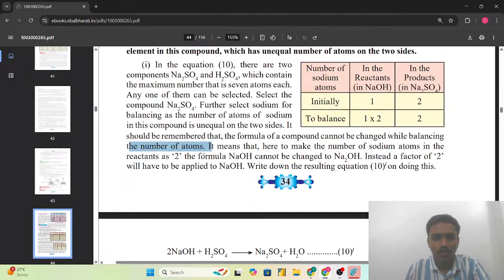So आगे देखते हैं. It means that here to make the number of sodium atoms in the reactant 2, the formula NaOH cannot be changed to Na2OH. मतलब जैसा कि हमें पता है कि सोडियम हाइड्रोक्साइड is having the formula NaOH. तो हमें NaOH का फॉर्मूला नहीं चेंज करना है. Basically we have to change the molecule number. So we have to think with the perspective of stoichiometry. Instead, we will apply a factor of two to NaOH. Write down the resulting equation 10 on doing this.